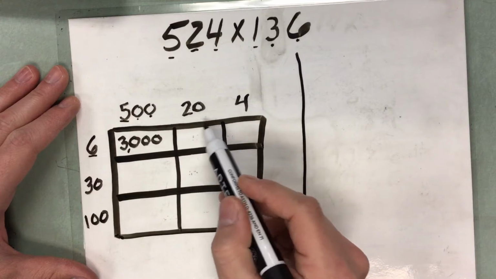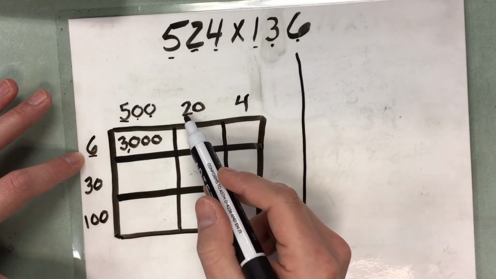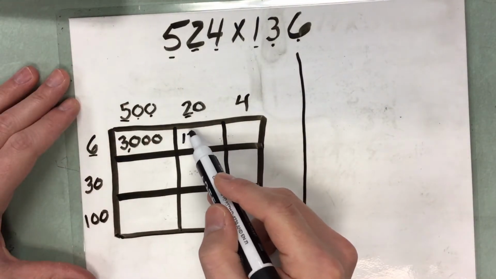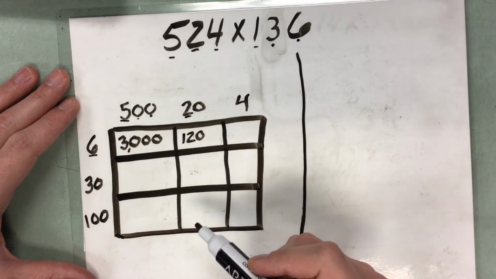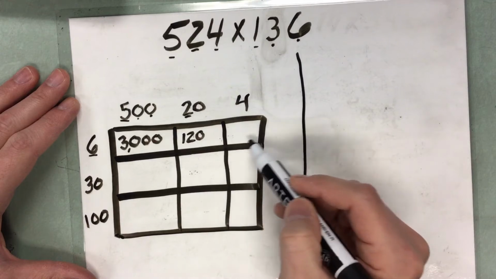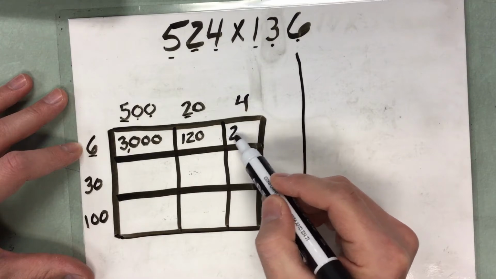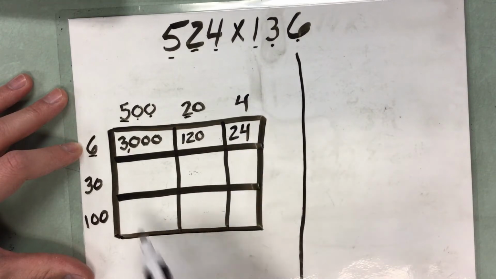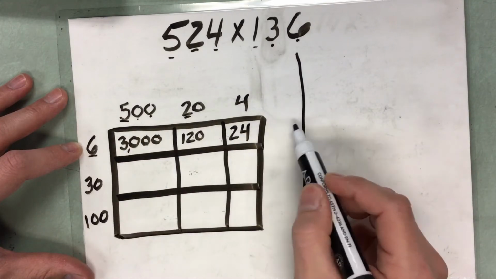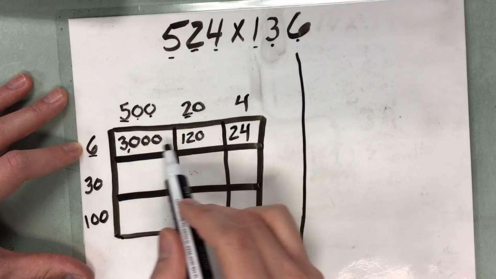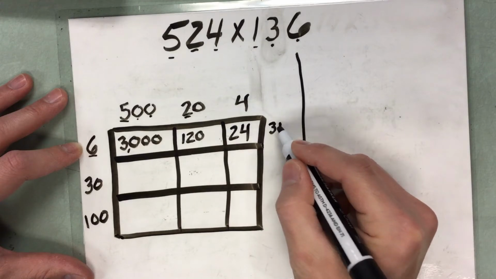Now I'm going to find this area. What 2 numbers do I need to multiply to find this area? That's 6 times 20. So 6 times 2 would give me 12. And then since this is a 20, I'm going to add 1 zero. So 120. What about this area? That's 6 times 4, which is 24. Now I'm going to add the top row, and I'm going to get a partial product here. So 3,000 plus 120 plus 24 is 3,144.